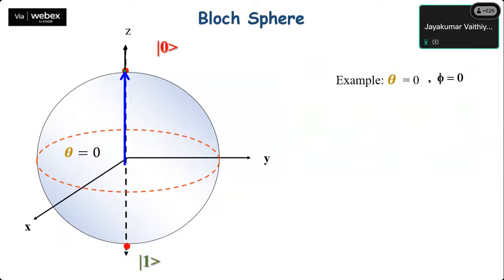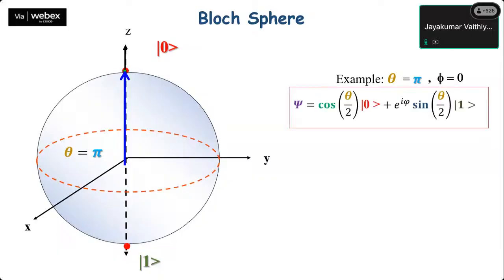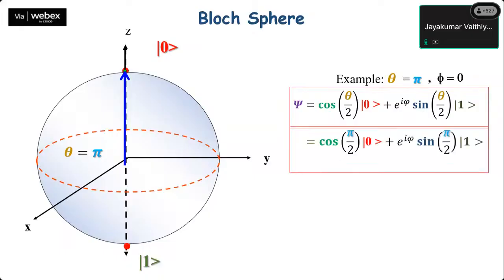I'll explain, wait, one by one. Suppose we apply d equal to pi. Now do the calculation: cos pi by 2, sin pi by 2. What is the value you will get? Exactly, you get 1. Very good. So this component becomes 0 and this component becomes 1. So 1 into state 1, you will get only state 1.